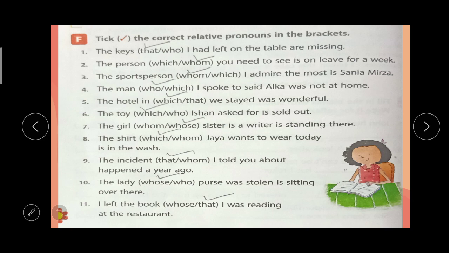Number 8. The shirt which Jaya wants to wear today is in the wash. Number 9. The incident that I told you about happened a year ago. Number 10. The lady whose purse was stolen is sitting over there. Number 11. I left the book that I was reading at the restaurant. So these are the answers of this exercise. Now let's proceed to our next topic of today.